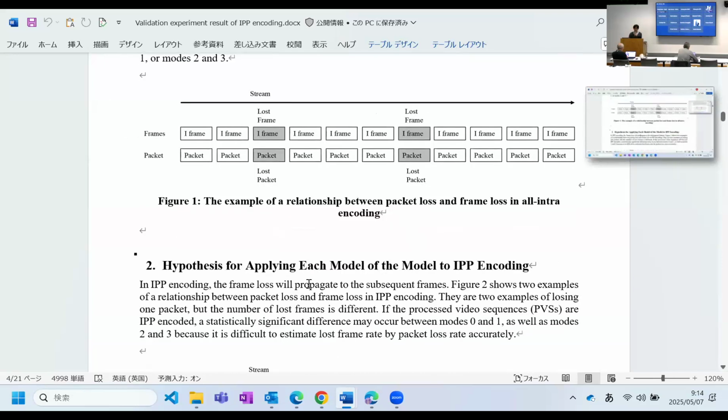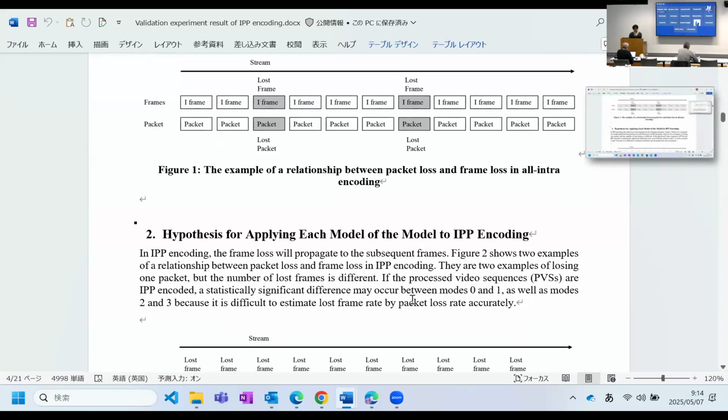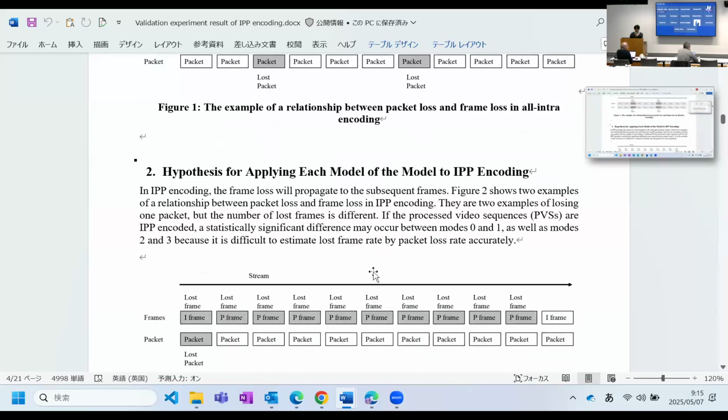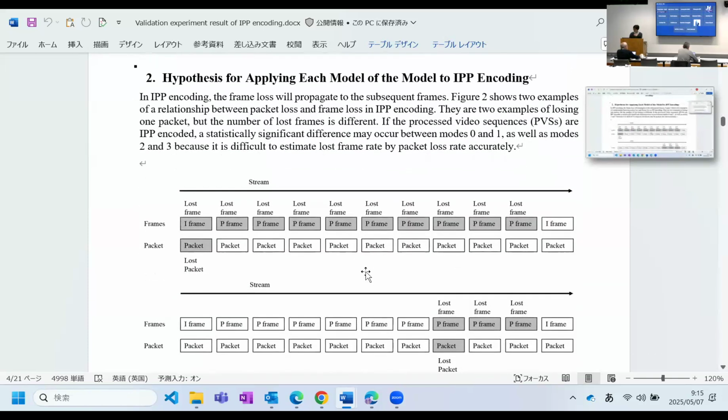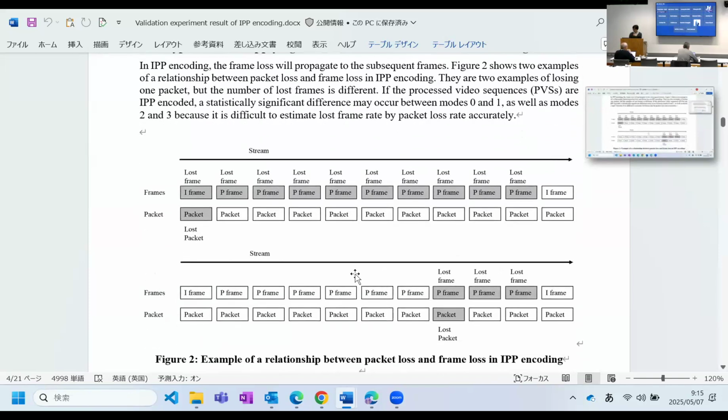We also consider the hypothesis for applying each mode of the model to IPP encoding. IPP encoding uses an I frame and P frames, and the frame loss will propagate to the subsequent frames. Figure 2 shows two examples of the relationship between packet loss and frame loss in IPP encoding.